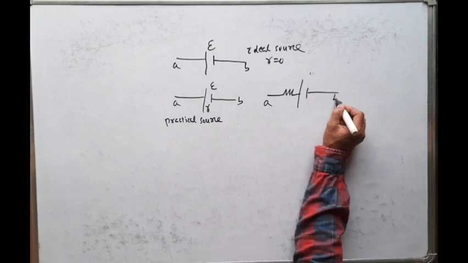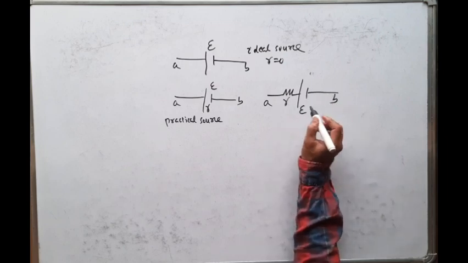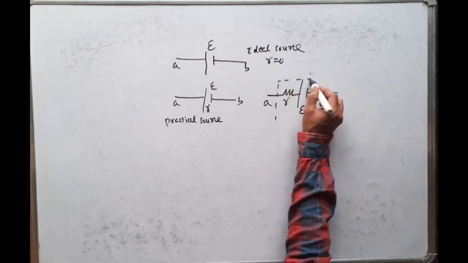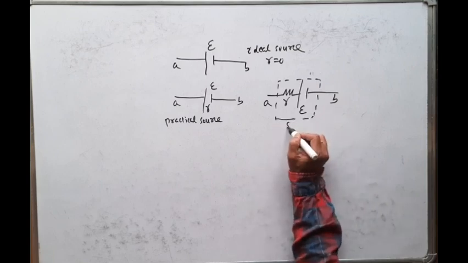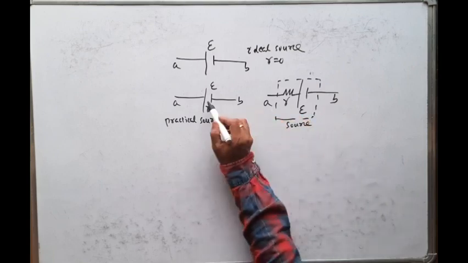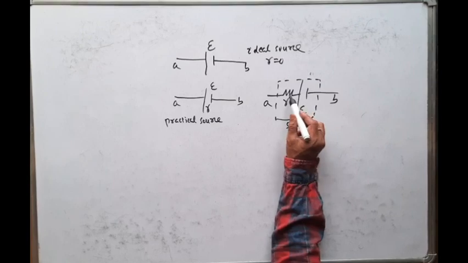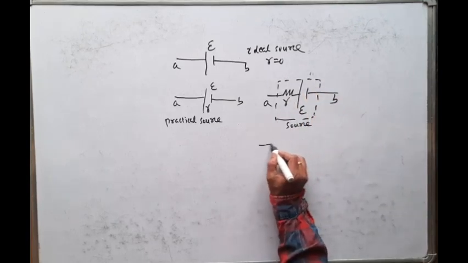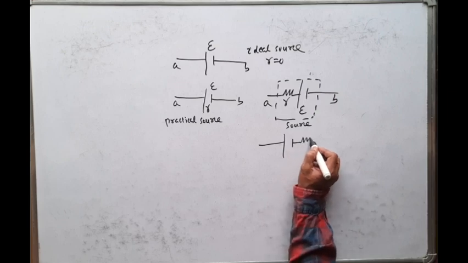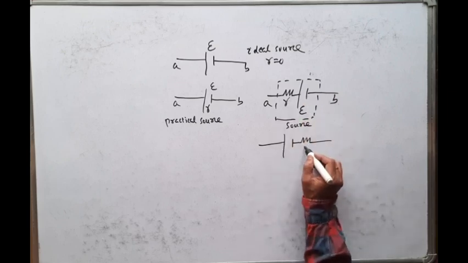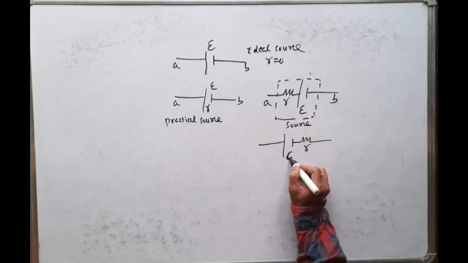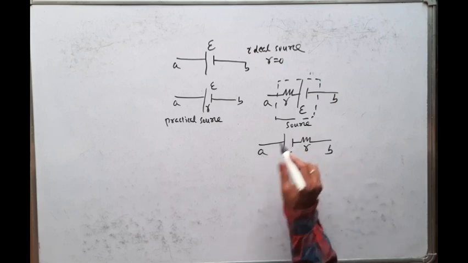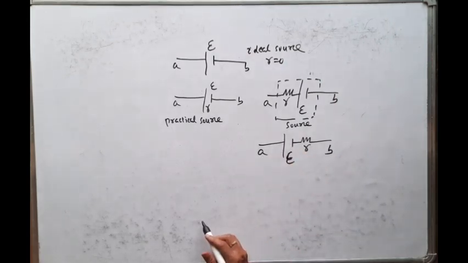This is A terminal, this is B terminal, this is R, this is E. The whole of this is your source. So here the internal resistance is taken outside for easy viewing. Or you can say you can shift the internal resistance to the right side also, no problem. So this is the representation of a practical source.